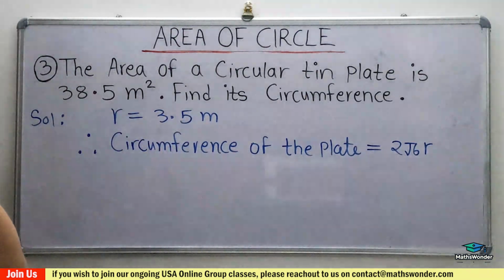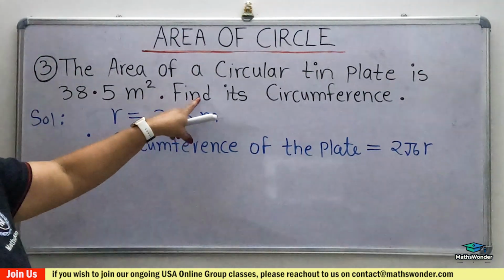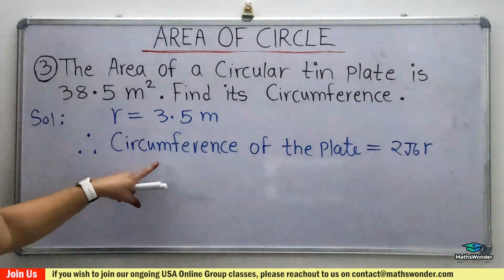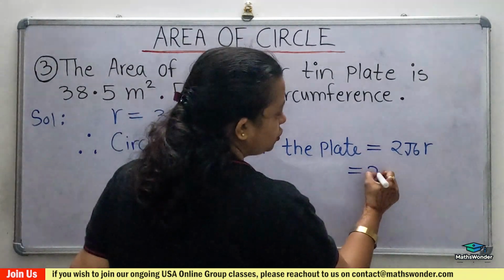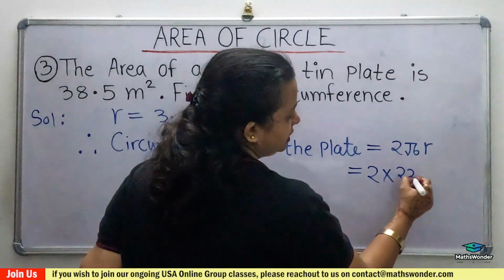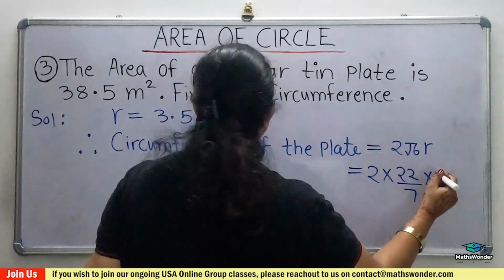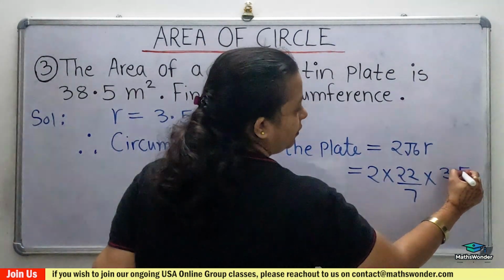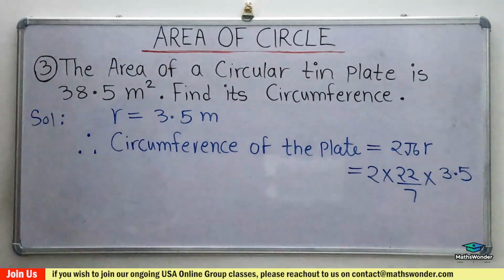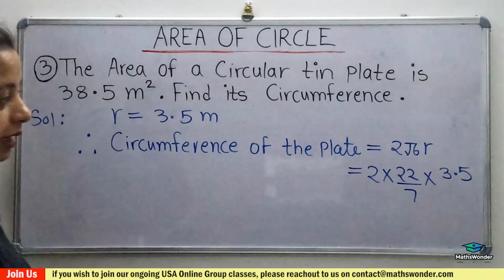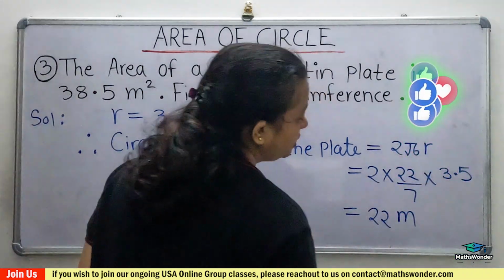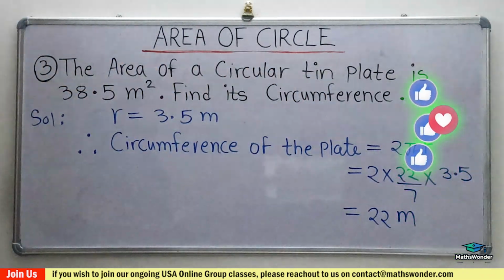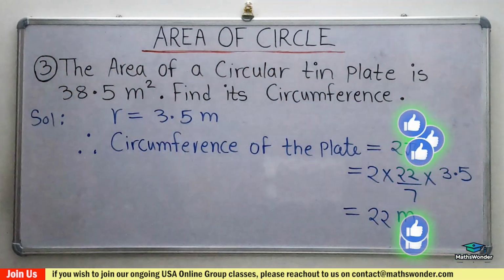So radius we found it, 3.5 meters. Now we'll use it in the circumference, because we have to find its circumference. So circumference of the plate is 2 pi r. 2 is 2, pi is constant, and r is 3.5. You will simplify it. You will get 22 meters circumference of the circular tin plate.